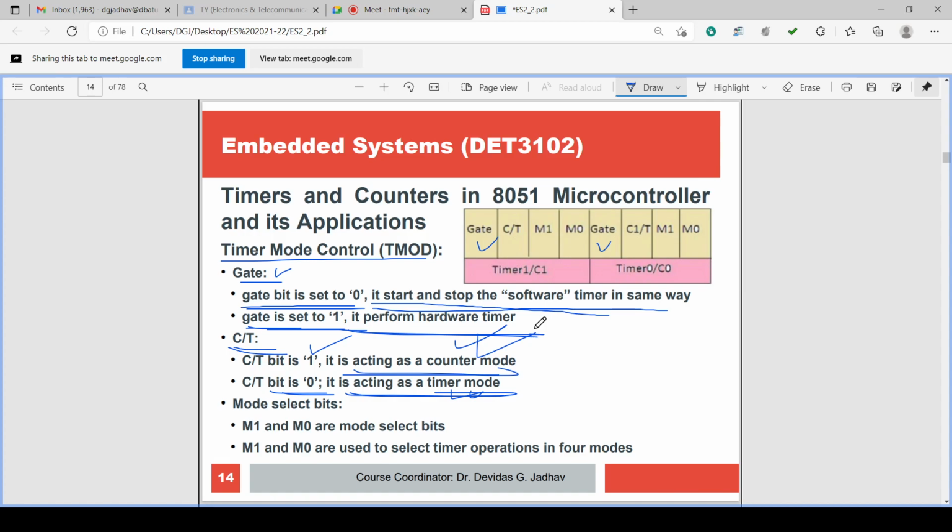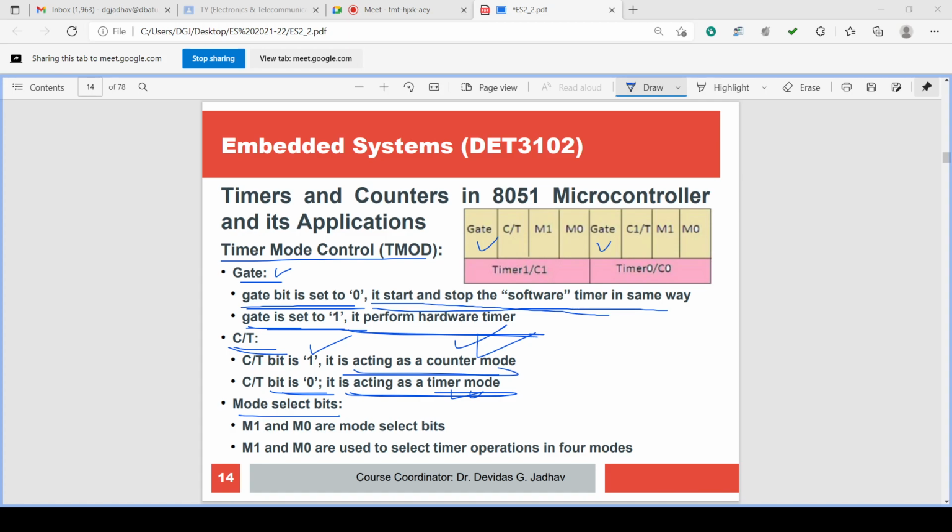C/T bit 1 and 0. 1 is for acting in counter mode. When it is 0, it is acting in timer mode. For timer mode, the C/T bit is 0. For counter mode, the C/T bit is 1. Then mode select bits. We have seen the gate bit. We have seen the C/T bit, that is counter timer selection.